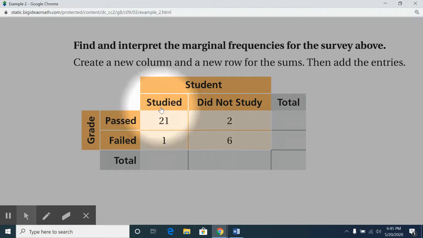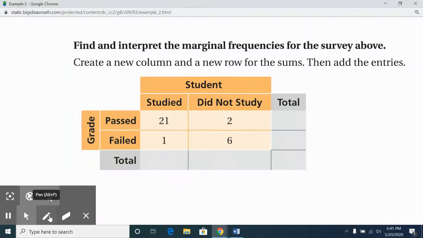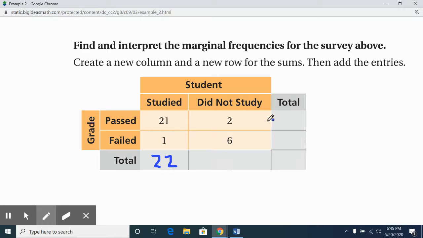We want the total of, basically, we're going to start with how many students studied total. All right, so I'm going to do this myself here. How many students studied total? This would be 22, okay? 21 plus 1. How many students did not study? 8, okay?